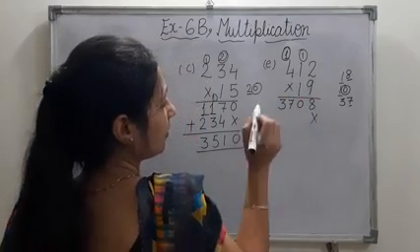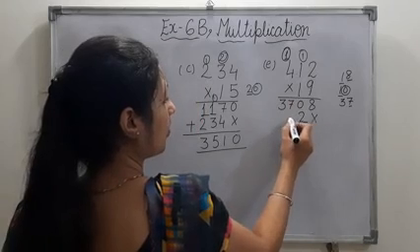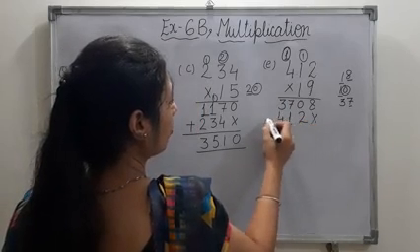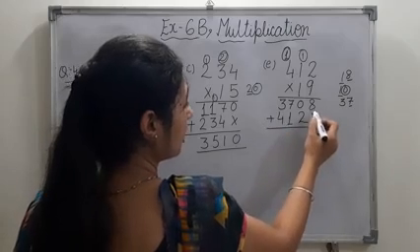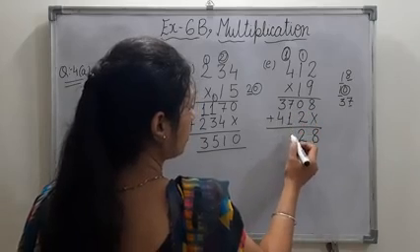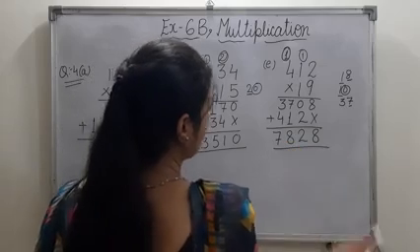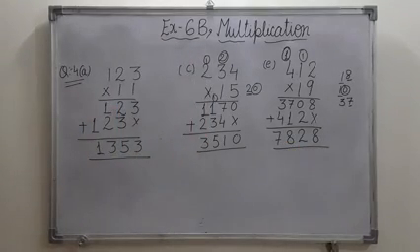Next we have to multiply with the next number, that is 1. 1 2s are 2. 1 1s are 1. 4 1s are 4. Now we have to add these numbers. 8 plus 0 is 8. 0 plus 2 is 2. 7 plus 1 is 8. And 3 plus 4 is 7. So our answer is 7,828. That's our product.